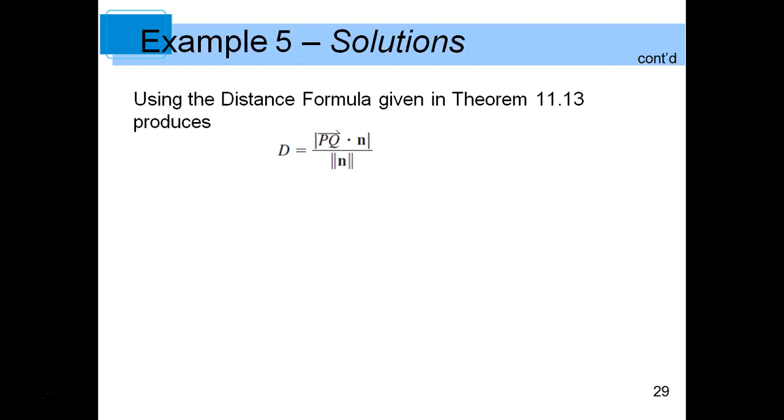We're going to dot that with n, and then we're going to find the magnitude of n underneath. And so I'll have a negative 3 plus a negative 5 plus a negative 8. I'll get a negative 16. Of course, I want the absolute value since we're talking about distance. And I have 16 over the square root of 14, and that's my distance.